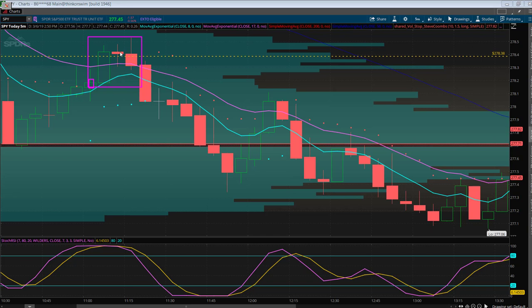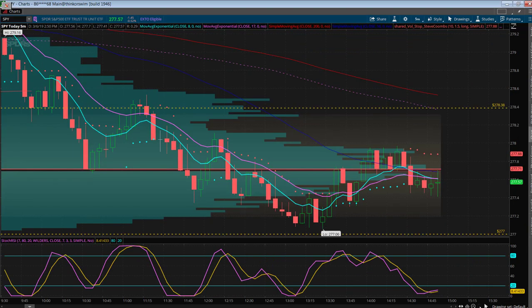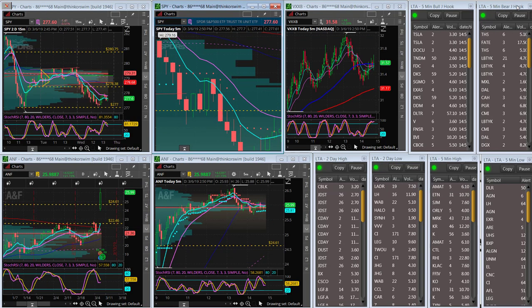This could have been a continuation pattern. Unlikely with the stochastics the way it is, where the momentum is, and the fact that we came up to a resistance level. Odds are that it was going to go down. Trading is about probabilities. That's all it is. And removing emotions.